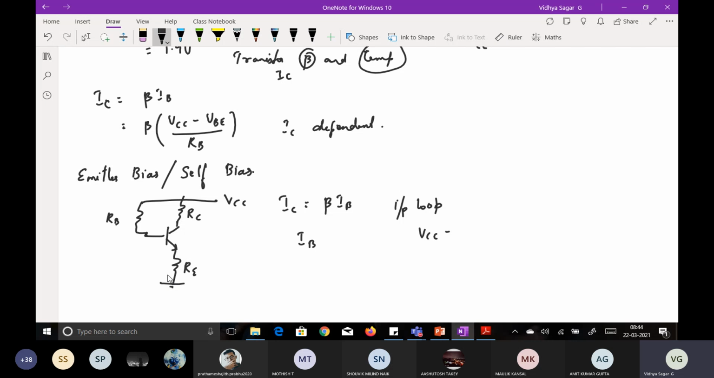RE. So if I redraw the circuit, how does it look? You're going to try to loop in a closed circuit only, right? This will be RB. This is your closed loop. Previously there was no resistor, so I didn't use it. It was grounded, so it was a closed loop. But now that is not the case. I have a resistor here.